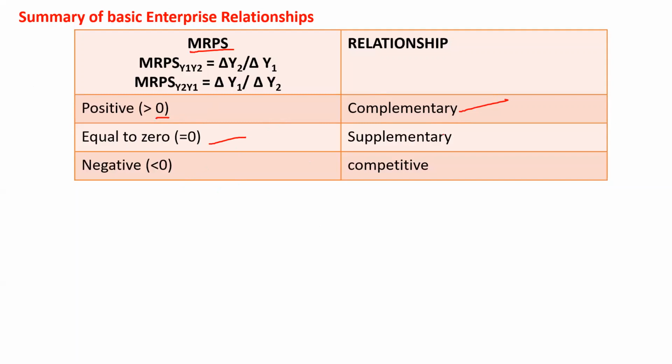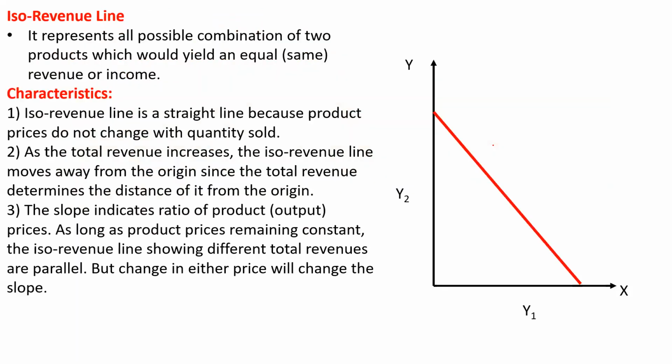When it is equal to 0, it is supplementary, and when it is less than 0 or negative, it is competitive. So this is the summary of basic enterprise relationship. Next concept we have the ISO revenue line. As the word suggests, ISO means equal and revenue means the total income. It represents all possible combinations of two products which would yield equal, that is the same revenue, same level of income. That is the ISO line.